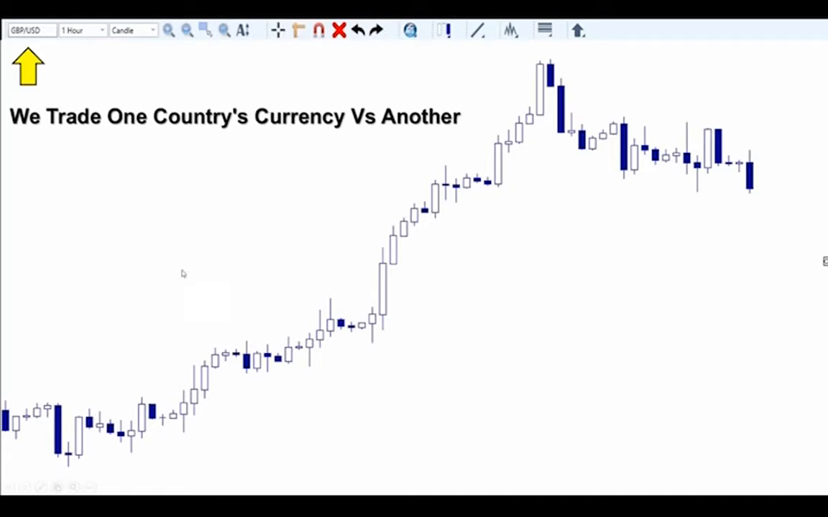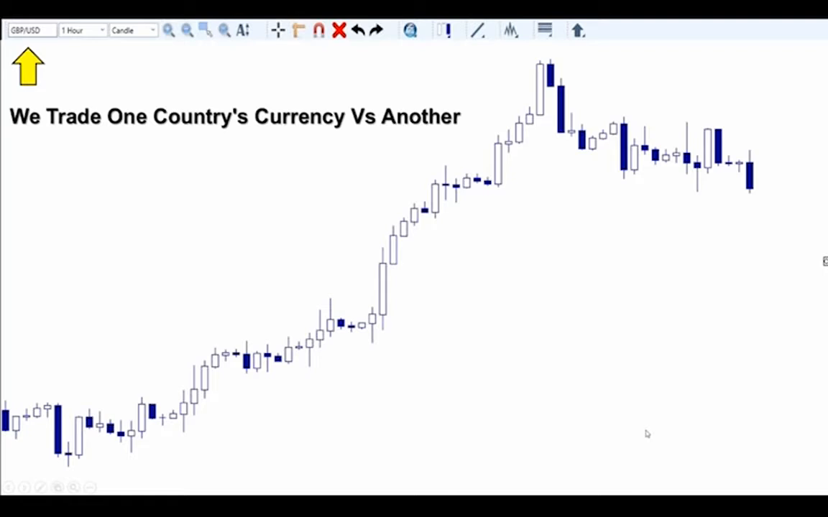Now, what we're doing on this chart, like I just said, is trading one country's currency against another. If you look in the upper left-hand corner of the screen, you're going to see the currency pair. In this case, this is the Great British Pound, GBP, US dollar currency pair. So in essence, what we're doing on this chart is trading the pound versus the US dollar. So as the market's going up, the pound is gaining in value over the dollar. When the market's going down, the pound is losing in value. The dollar's gaining in value over the pound.